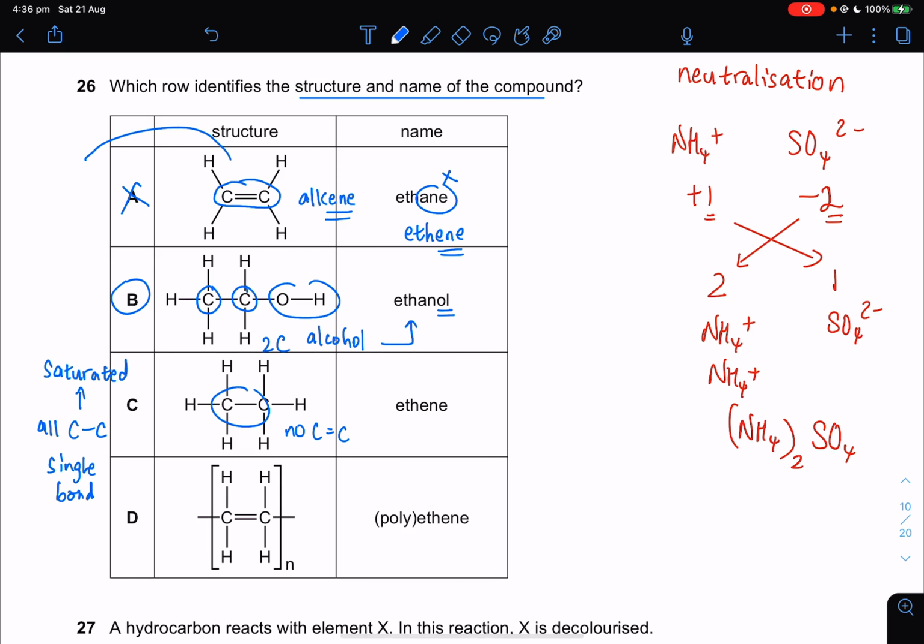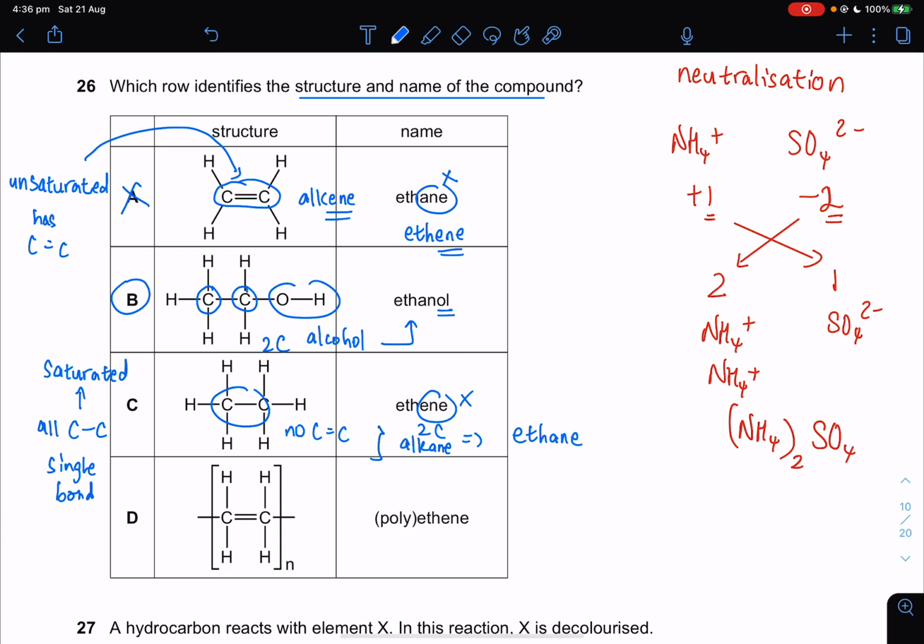When you have a carbon-carbon double bond, that is what you call unsaturated. Unsaturated means you have a carbon-carbon double bond. Anyway, so there is no carbon-carbon double bond. Ethene is wrong because this will be an alkane. Because a saturated hydrocarbon is an alkane, we are looking at a 2 carbon alkane. We are looking at ethane.